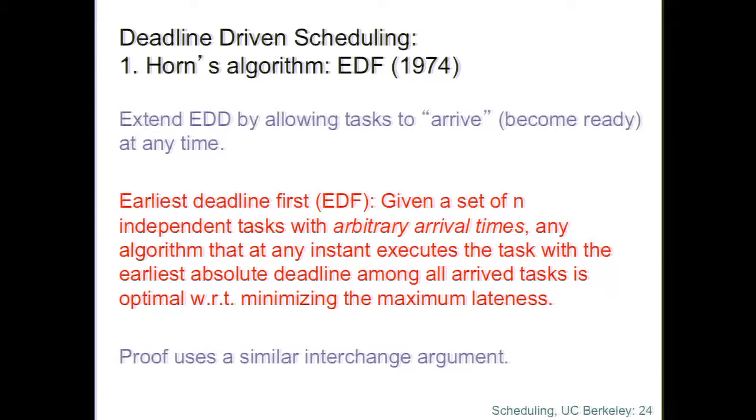So this says that if a professor pops a new assignment on you and it has an earlier due date than the assignment that you already knew about, you should preempt your work on the assignment that you knew about and start working on the assignment with the earlier due date. Okay? That's Horn's theorem. Of course, that fails to take into account the cost of context switching.